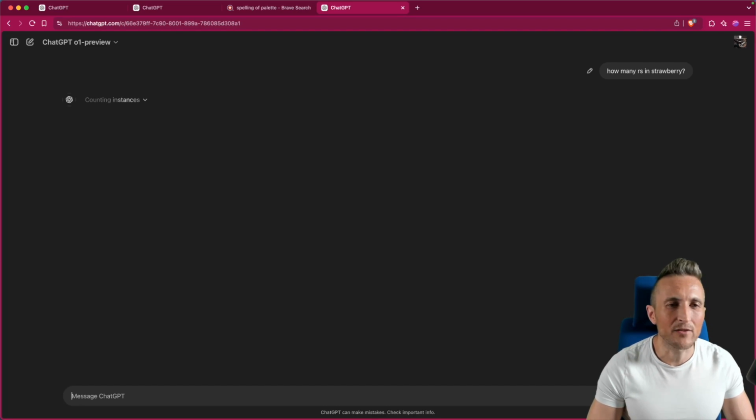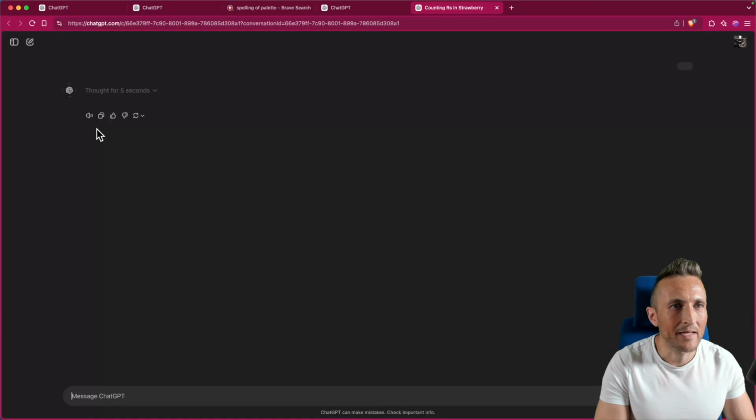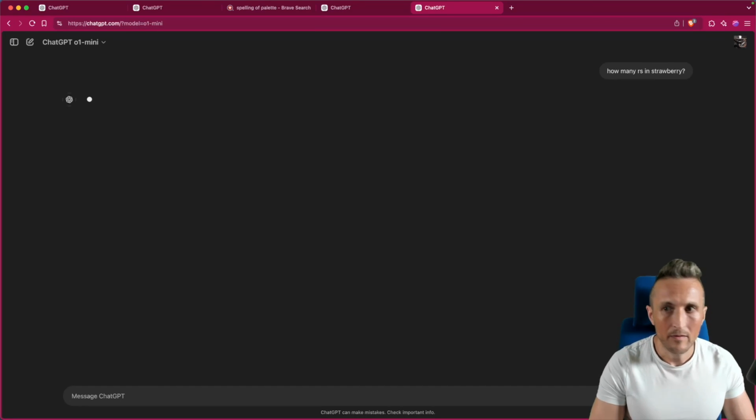Of course, I only get about 30 uses a week, so hopefully I don't have to try this very many times. All right, so there are 3 R's in the word strawberry. Looks good. Let's try switching models to o1-mini and open again in a new window. Let's see if Mini can do this as well. All right, so this is o1-mini. It should be faster.